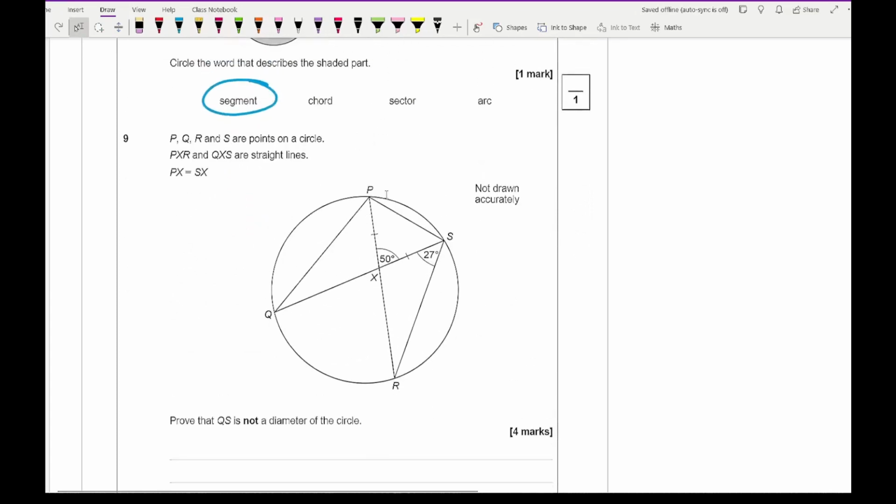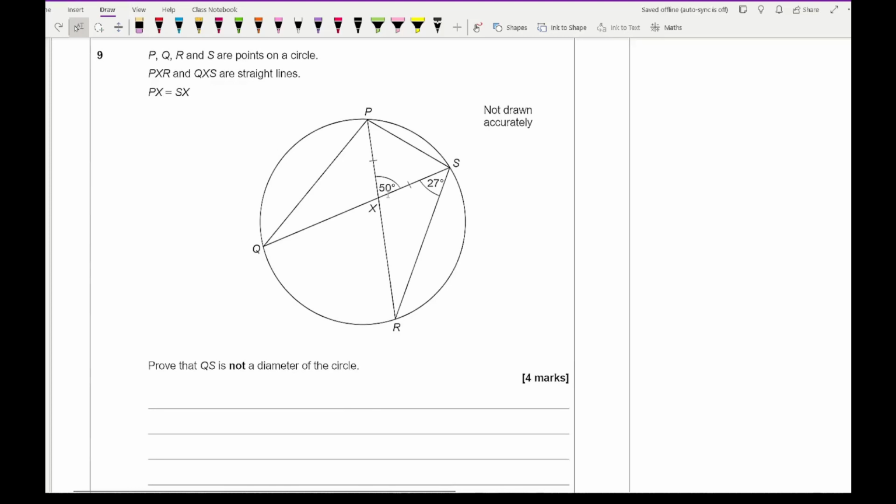Then for question 9, let's just zoom in so we can see that a bit clearer. It says P, Q, R and S are points on a circle. PXR and QXS are straight lines, and PX equals SX. Prove that QS is not the diameter of the circle. Now, the information that's given there is basically confirming which circle theorems you're going to be using and clearing up the fact that you've got straight lines and certain points go through each other.